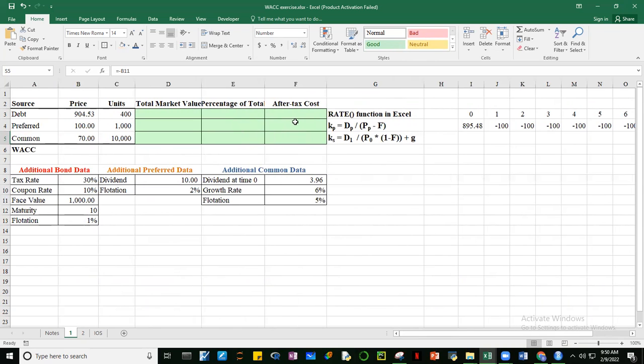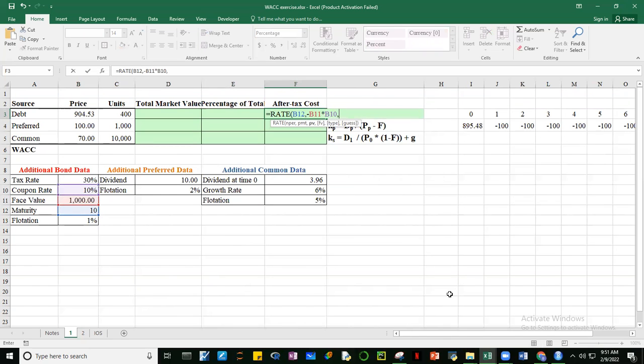Okay, so let's use now Excel's function RATE. All right, N per. Ano yung N per natin? 10 years, di ba? What is your PMT? PMT is your annuity, di ba? And let's use cash outflow negative, no? So it's negative 1,000 times 10%. There. So that's your PMT, negative 100, no?